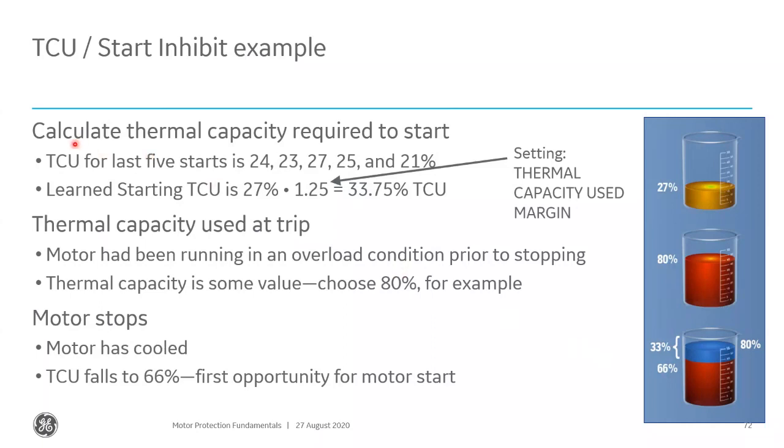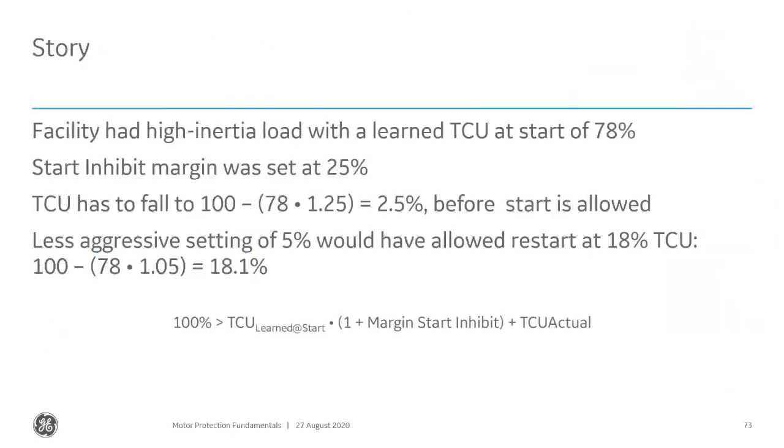Here's the inhibit example. So we calculate the thermal capacity required to start, and we did this calculation earlier. This is looking for the TCU to fall below 66%. Yeah, we saw those slides. Here's the story. The facility had a high inertia load with a learned thermal capacity used at start of 78%. The start inhibit margin was set at 25%. So the thermal capacity used has to fall to this formula, which calculates out to 2.5%. So it's got to be almost down to 0 thermal capacity used before the start is allowed.